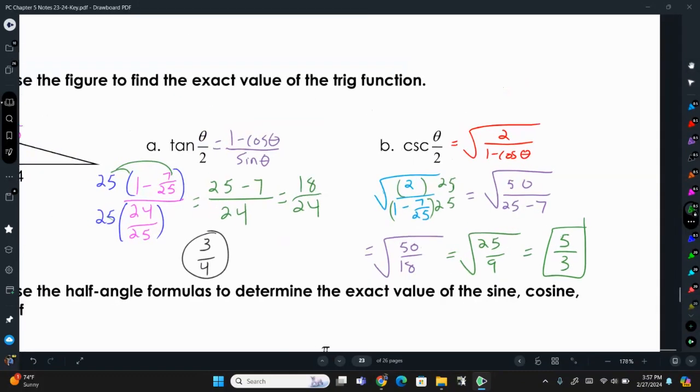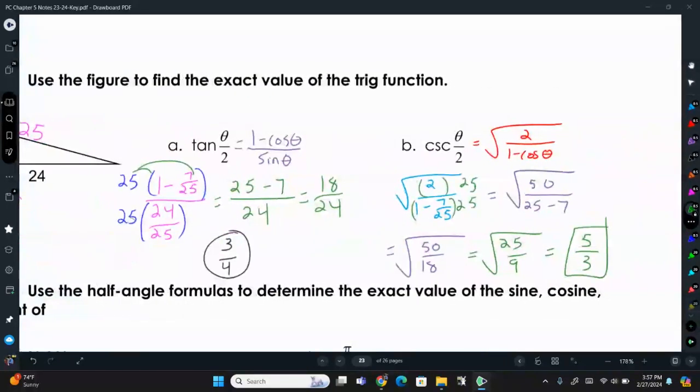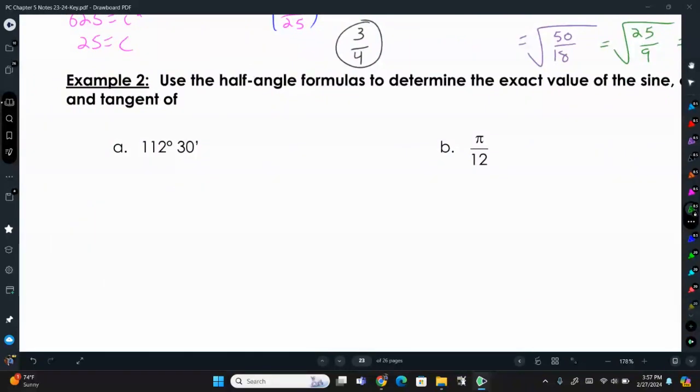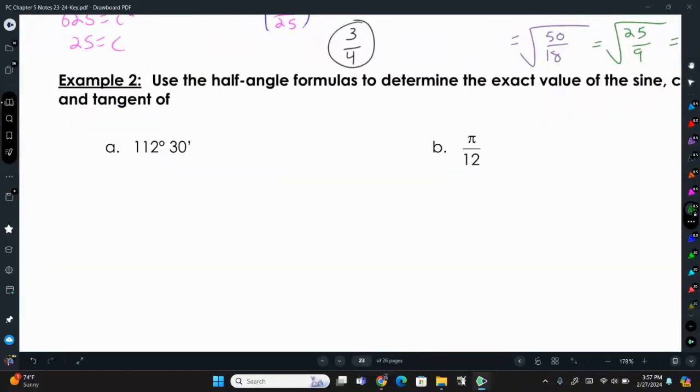So this is what we would do if we had a triangle and we had all the sides. Using the formula isn't too bad. Again, just your algebra skills. Now, example 2, we're going to use these half angle formulas to determine the exact value of sine, cosine, and tangent of 112 degrees 30 minutes and pi over 12.